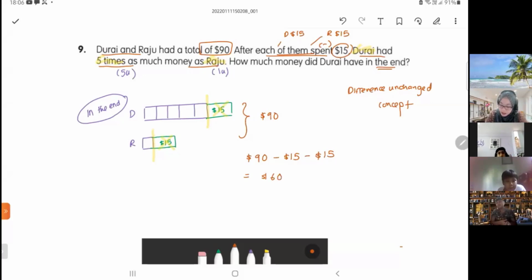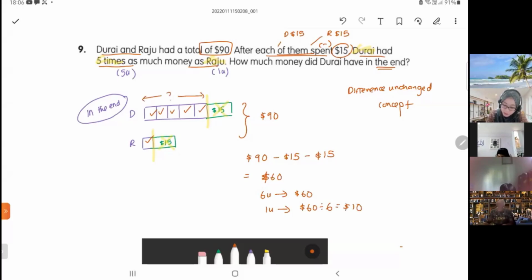equals to $60. And $60 actually is for the leftover units. 1, 2, 3, 4, 5, 6. 6 units is $60. 1 unit, to find 1 unit is always divide. 60 divided by 6 equals $10. Now, Durai has how much in the end? In the end, he has 5 units. There, right? 5 units is $10 times 5 equals to $50. Done. Okay?